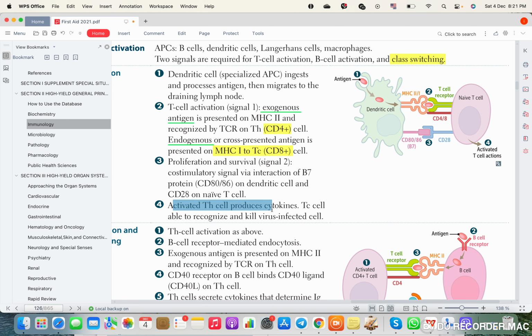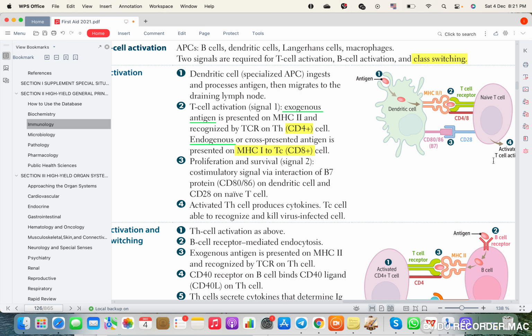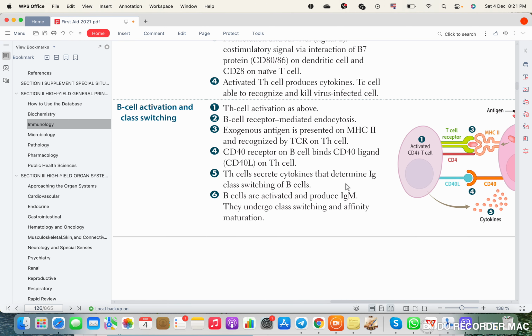So activated T helper cells produce cytokines. So T cells able to recognize and kill virally infected cells, which is this guy. Now he can play an actual function in life. So this is the process of the T cell activation.